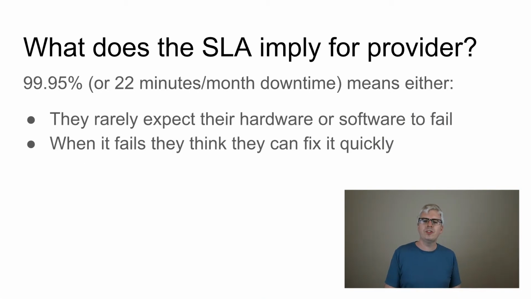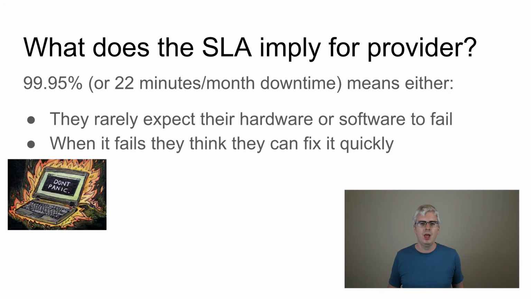So what does this SLA imply for the provider? What is it they have to do in order to meet this 3.5 nines SLA, or 99.95%? Well, that means one of 2 things, and it's actually not made clear in their SLA. Either they've built a really reliable hardware and software stack, and so they expect failures to be incredibly infrequent. And so on average, they're not going to get more than 22 minutes a month of downtime. Or they're promising that when it fails, they can fix it really quickly, and they're fairly confident they can do that.